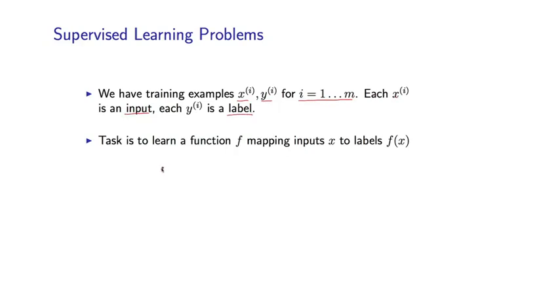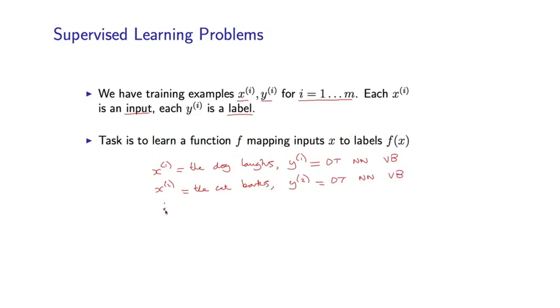So let's be specific. In the part of speech tagging example, we might have the following. x1 might be the following sentence: The dog laughs. And y1 would be the underlying tag sequence for that sentence, for example, determiner, noun, verb. We might have x2 is equal to the cat box, and y2 is equal to determiner, noun, verb again, and so on and so on.